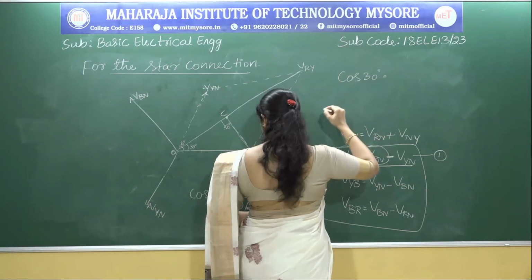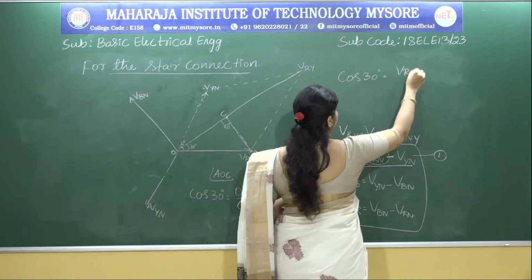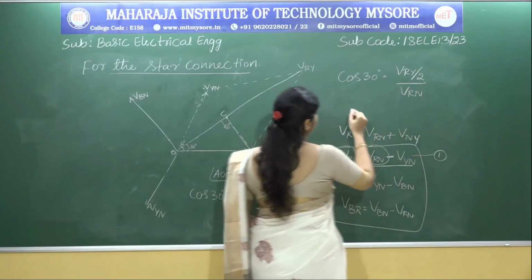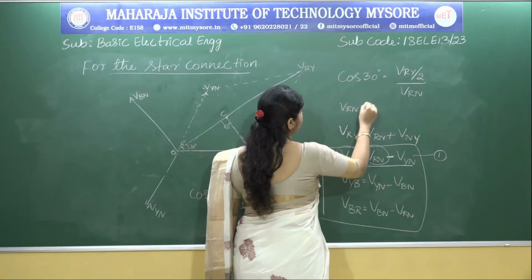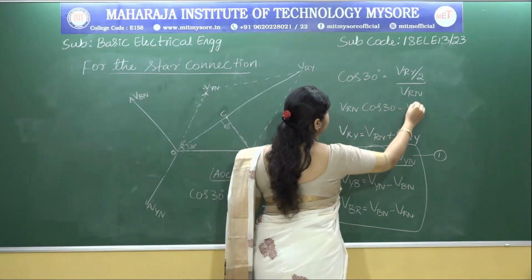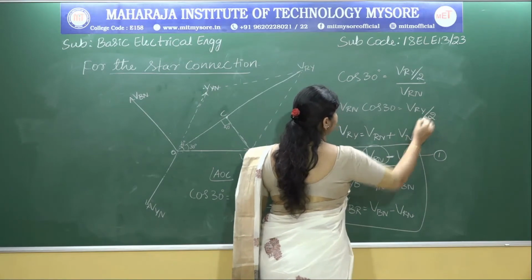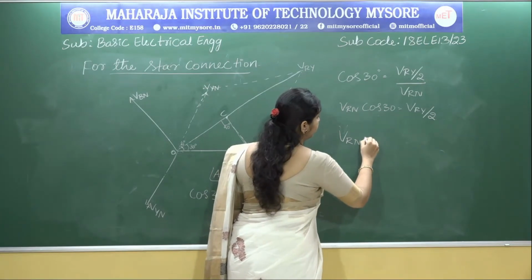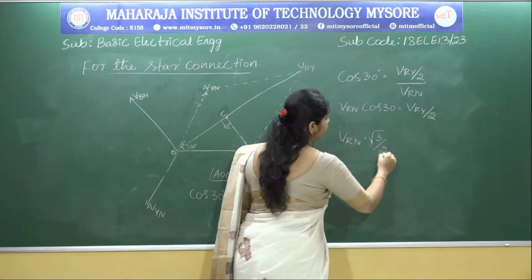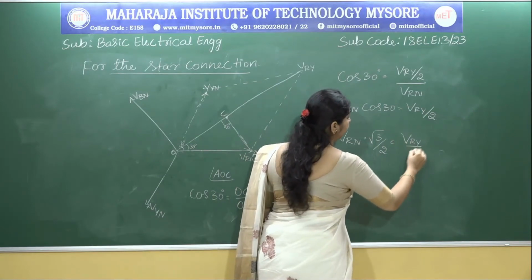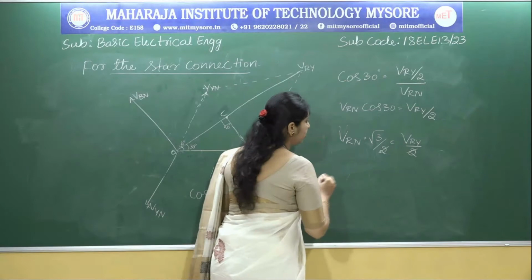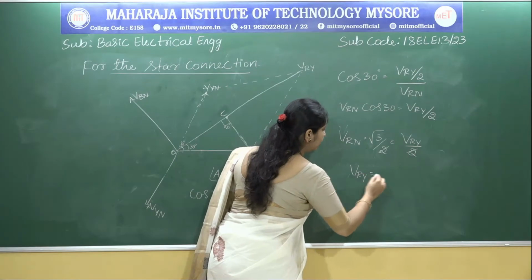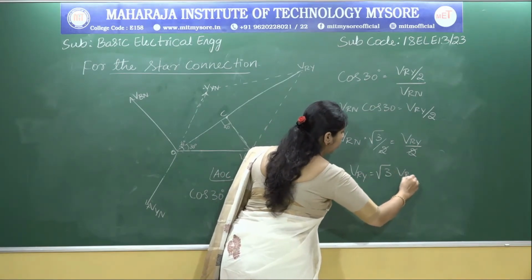Okay, I'll once again write this equation. Cos 30 is equal to Vry divided by 2. So Vrn cos 30 is equal to Vry divided by 2. And what is cos 30? Cos 30 is equal to root 3 divided by 2, and this is Vry divided by 2. So 2 gets cancelled. So finally we can have the equation as Vry is equal to root 3 Vrn.